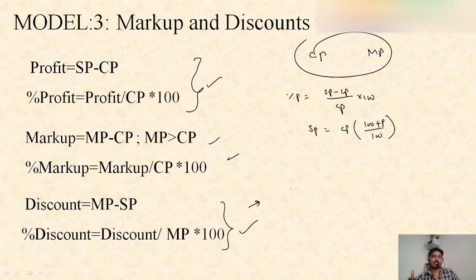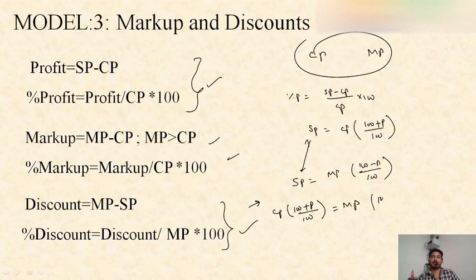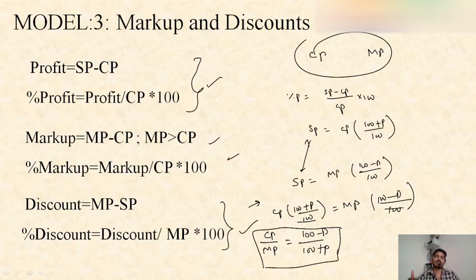Next, if I simplify the discount equation, SP will be equal to MP of 100 minus D divided by 100. Both are the selling price here, so I can equate them: CP of 100 plus profit divided by 100 will be equal to market price of 100 minus D divided by 100. The 100 and 100 get cancelled. I'll get the equation CP by MP equal to 100 minus D by 100 plus P. This is the relation between cost price and market price when discount percentage and profit percentage are given. This is the formula you need to remember.